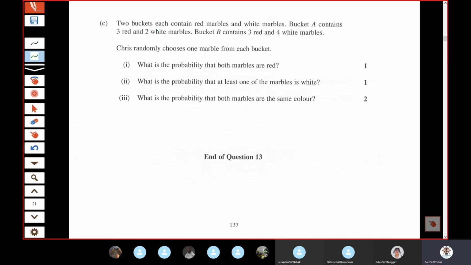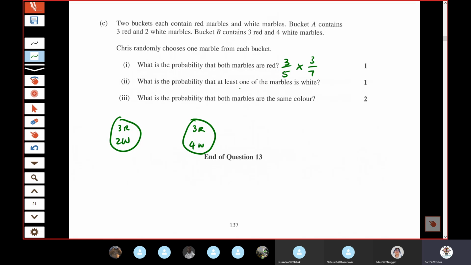Okay, my turn. 2 buckets. 3 red, 2 white. 3 red, 4 white. You're choosing 1 marble from each bucket. What is the probability that both marbles are red? For you to get a red in the first one, it is 3 out of 5. And you need a red in the next one, which is 3 out of 7.